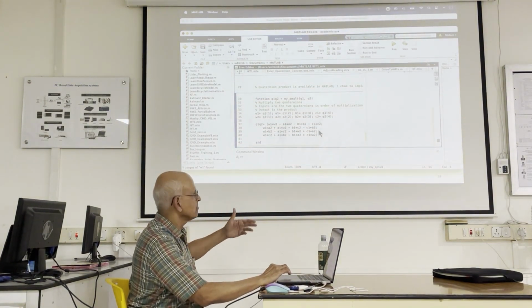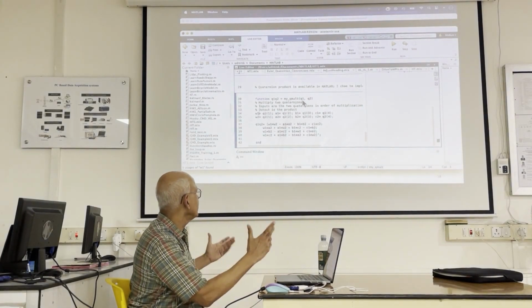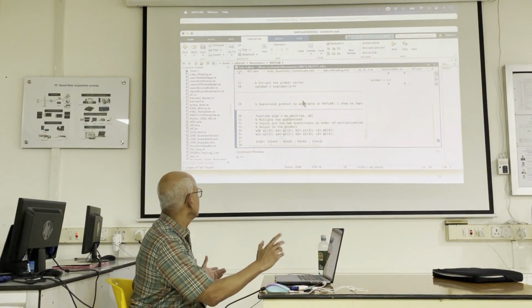So it's not much, but MATLAB does it automatically. Everything is hidden from you. You don't know what's going on inside. If you like that, go with the MATLAB function.